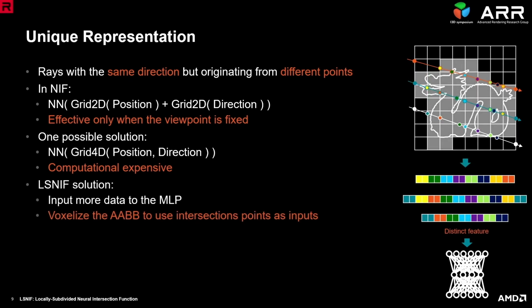Another solution to improve the reconstruction accuracy is to use more data as input to the MLP. So LSNIF uses this strategy by voxelizing the AABB into a low-resolution grid. Then the intersection points between a ray and these box cells are used as input to the MLP. This approach makes more variation in the input, allowing the MLP to more efficiently distinguish between inputs with different features. As a result, LSNIF can more accurately reconstruct the original geometry.